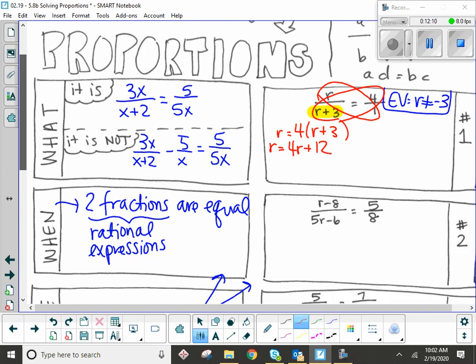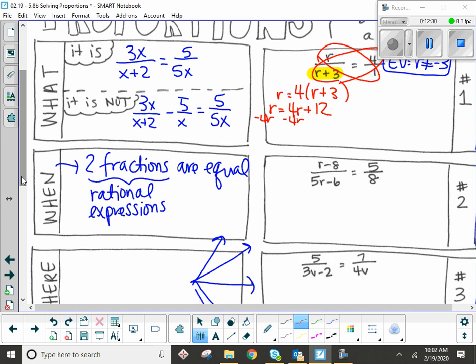And that's just a little vanilla equation to solve. What would you do to both sides? Get the r's on one side. Do you want to move this to the left or that? This to the right or that to the left? 4? Okay. So that gives me -3r equals 12. Then what? Divide by -3. r equals -4.